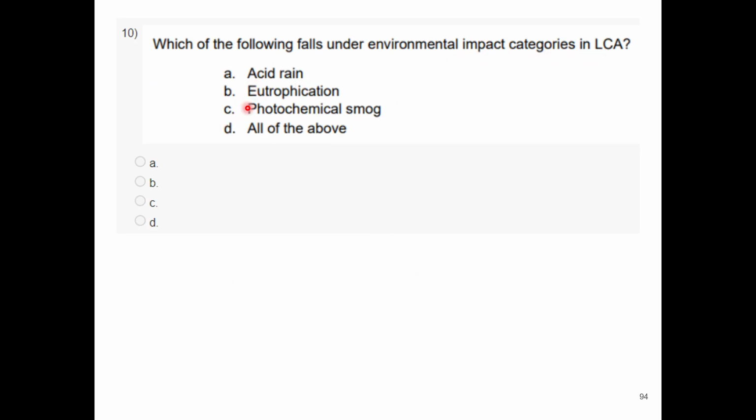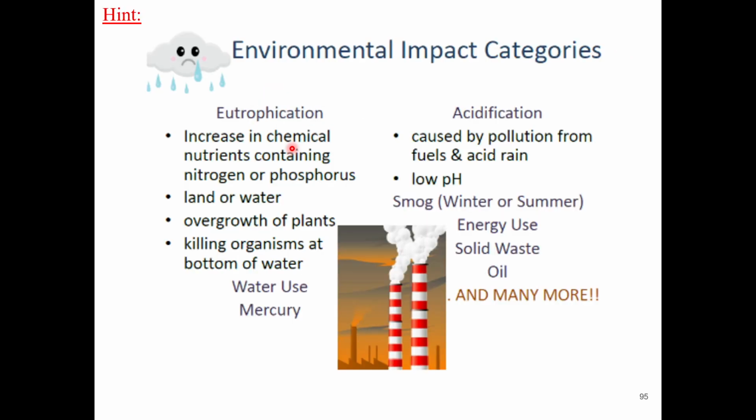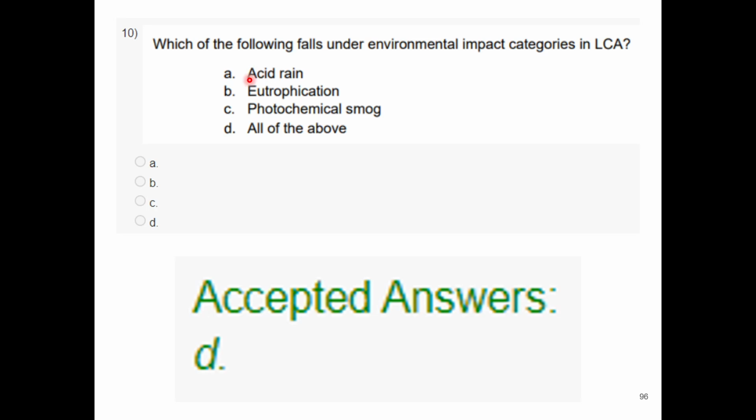So all the three, acid rain, eutrophication, photochemical smoke, fall under LCA. Therefore D, all of the above, is the correct option. All of acid rain, eutrophication, and photochemical smoke fall under the environmental impact categories in LCA.